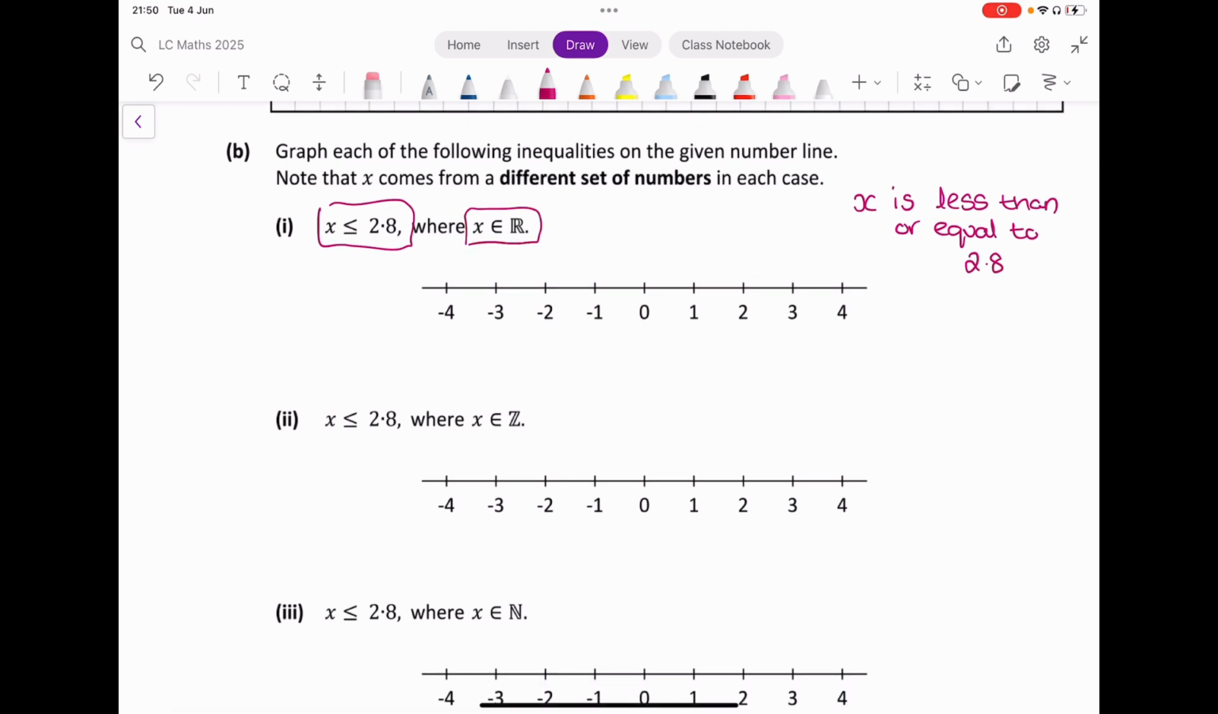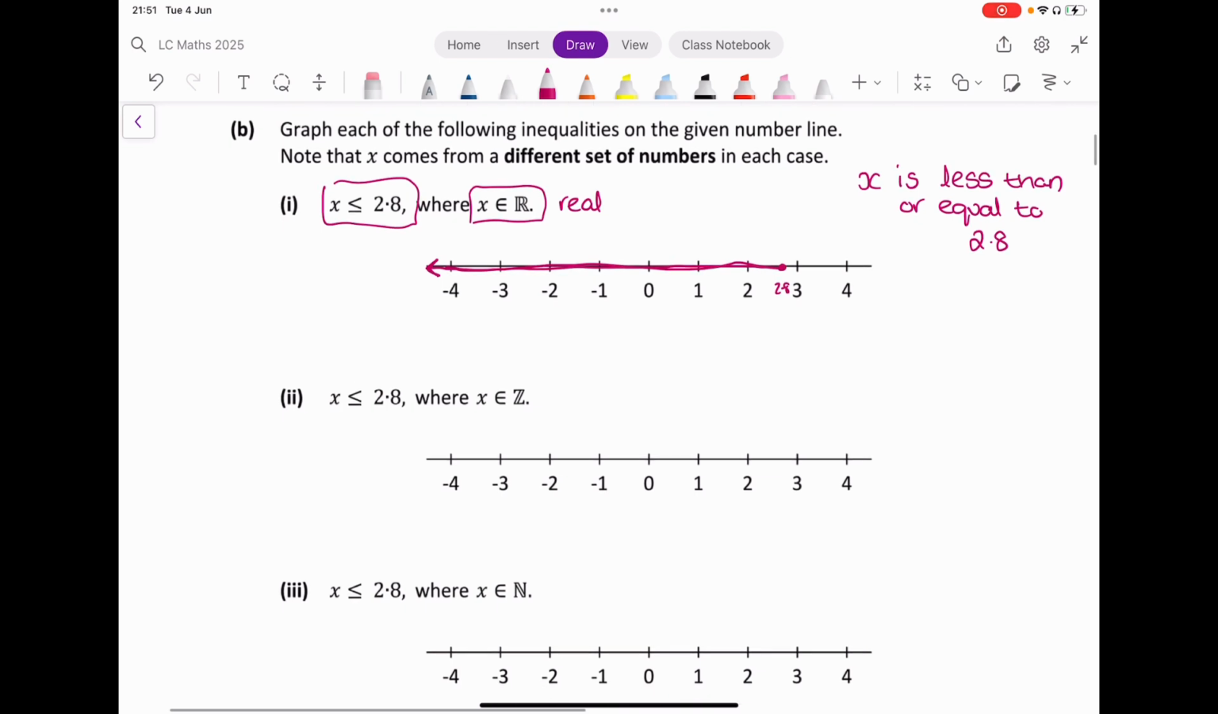And now we're into looking at our number system. So here we've already talked about x as an element of R. We know that that's my real numbers, so it's including absolutely every single number. So basically what I'm going to do is I'm going to go up here to 2.8, and I might even write it in here, 2.8, to show the examiner that that's where I'm starting. And then this entire line is going to be shaded in, and I'm going to indicate there that that goes on forever. Everything past that -4, going down to the left, is going to be part of our number set, okay?